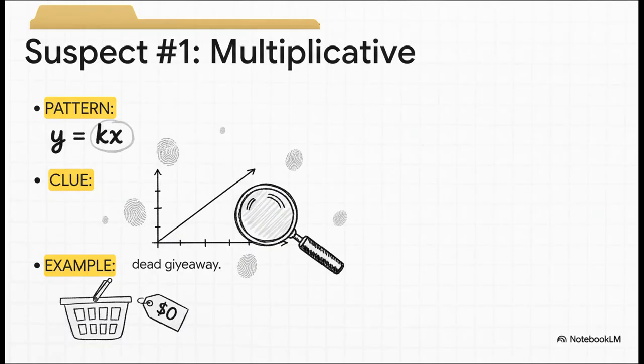Let's put our first suspect under the microscope, the multiplicative relationship. The pattern looks like this: y equals k times x, where k is just some constant number. But here's the dead giveaway, the smoking gun, if you will. If x is 0, y is always 0. I mean, think about it. If you buy 0 apples, the cost is going to be 0, right? It always starts right at the origin, at 0, 0.